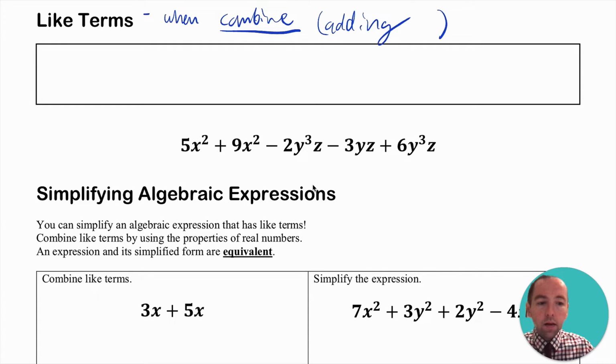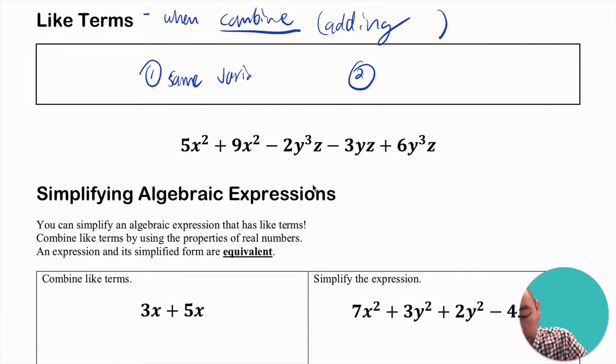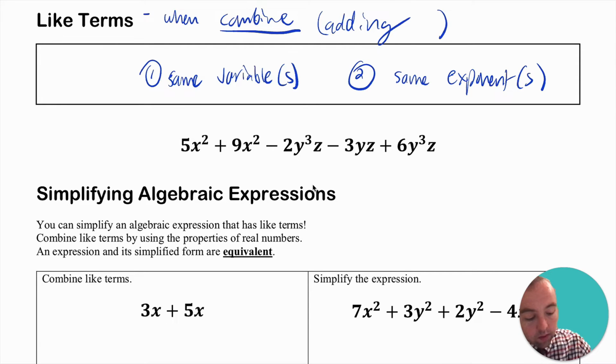So like terms are going to have the following characteristics. There needs to be the same variable or variables involved exactly. And second of all, there needs to be the same exact exponent or exponents of the variables involved for us to be able to combine like terms. And I'll explain exactly why and how that's going to play out.